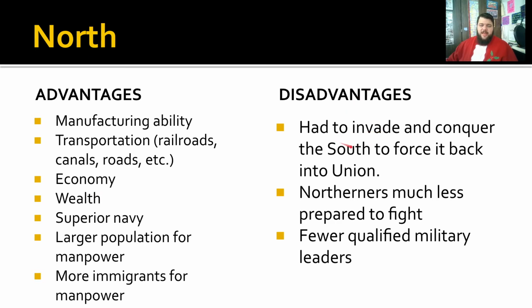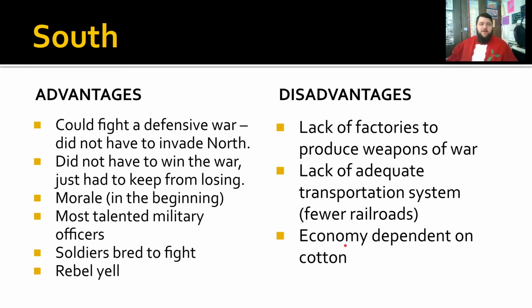Northern disadvantages: they have to invade. And I've talked about the supply chains lengthening, stretching out, and it causes more problems for getting supplies, getting people to places. And the supply chains can be attacked and they can have things taken. Northerners aren't as prepared to fight. The Southerners have been out. A lot of them have been fighting in wars with Mexico relatively recently. And there are fewer qualified military leaders. A lot of those are already in the South.